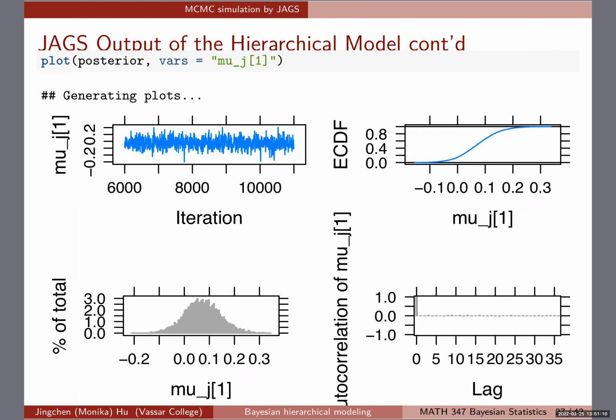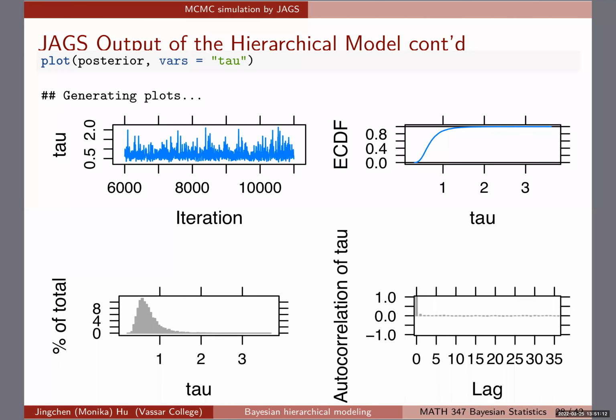I think I have another one for tau, which is the hyperparameter, if you remember. That is the standard deviation that we give in the normal prior for the mean. So if you remember how we did it, if mu J follows a normal, that's our first stage of the prior that we have.